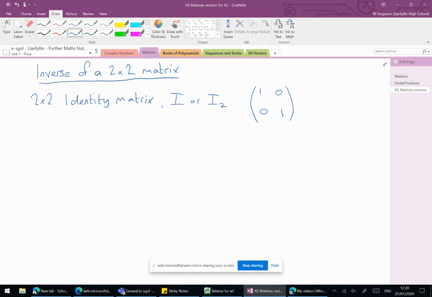So the point of an inverse matrix is to find, if I start with some matrix and I want to know what would I need to multiply it by in order to achieve the identity as the outcome, then the thing that I need to multiply it by is the inverse of the original matrix.